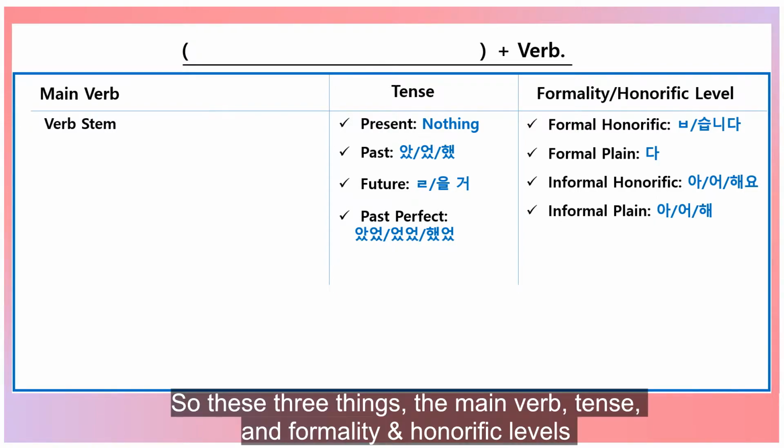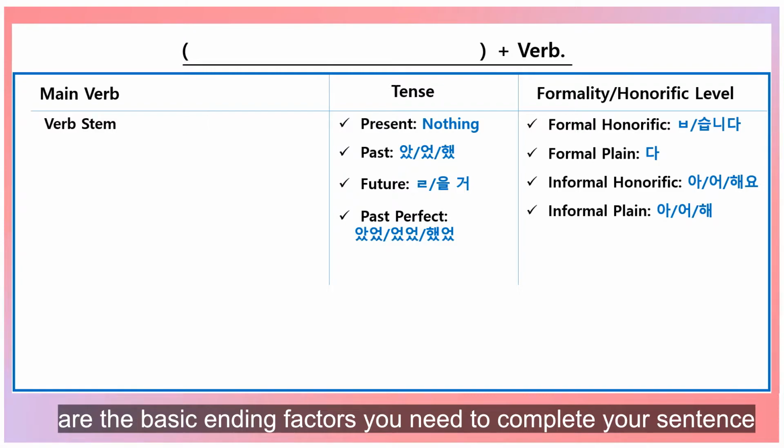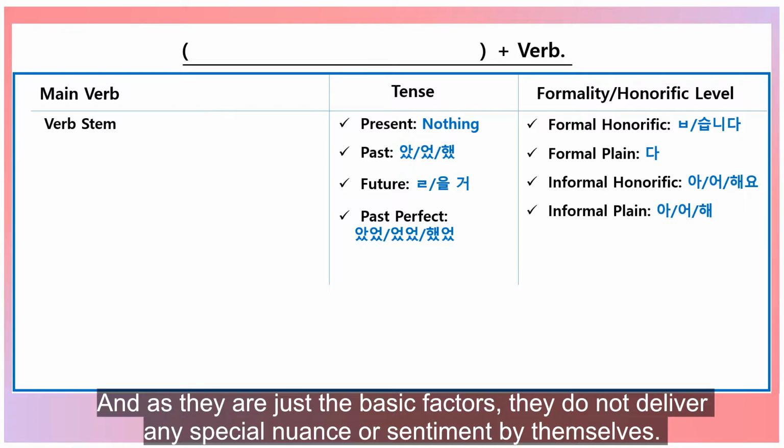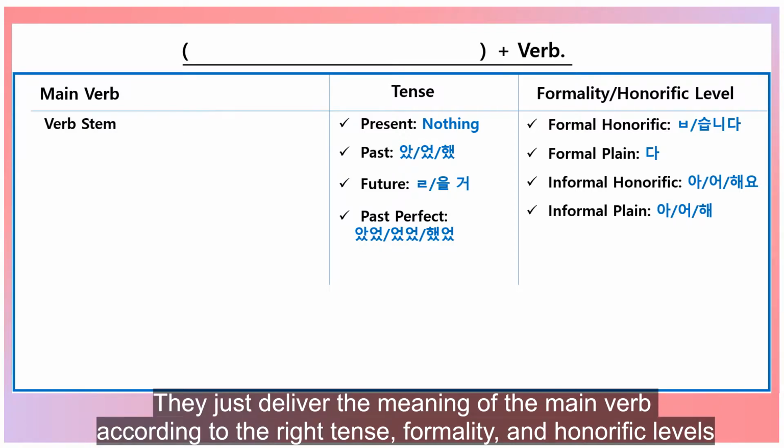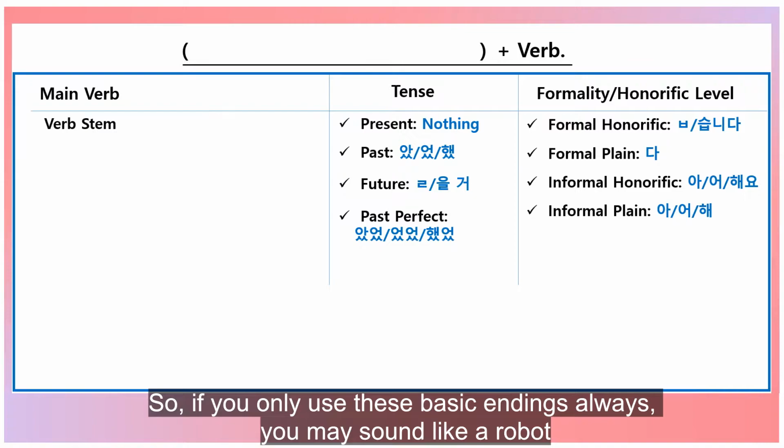So, these three things, the main verb, tense, and the formality and honorific levels, are the basic ending factors you need to complete your sentence. And as they are just the basic factors, they do not deliver any special nuance or sentiment by themselves. They just deliver the meaning of the main verb according to the right tense, formality, and honorific levels. So, if you only use these basic endings always, you may sound like a robot.